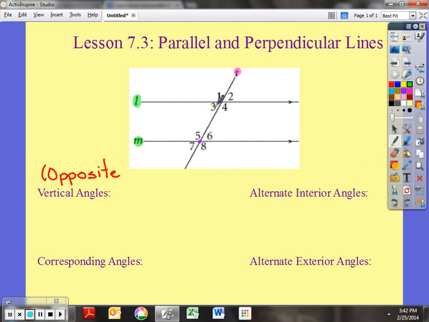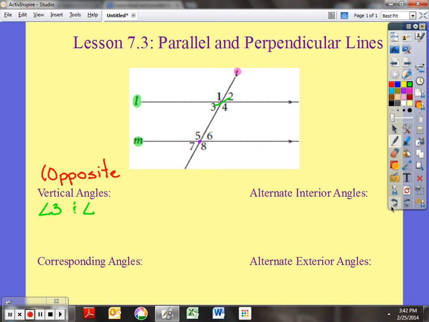Now, looking at 3. What is the only angle that it shares a vertex with? Well, it would have to be the one that's opposite, which would be angle 2. So I could say that angle 3 and angle 2 are vertical angles. They share a vertex, but nothing else.